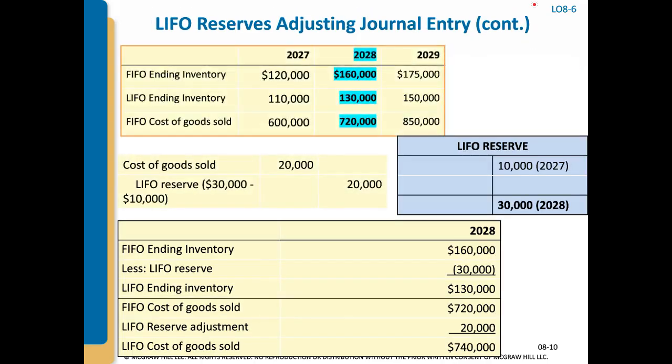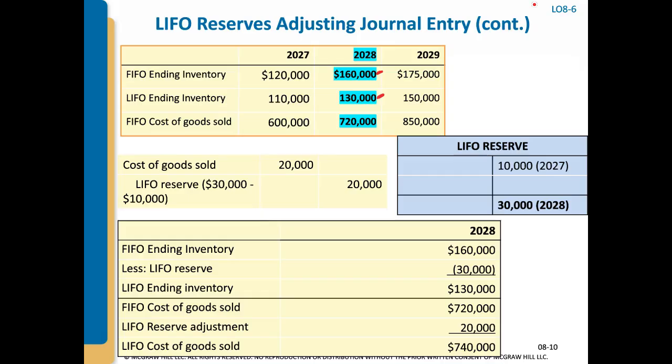Let's move on to 2028, right? In 2028, you're just going to focus on 2028. We're told that the FIFO ending inventory is 160,000 and LIFO is 130,000. So our internal books say 160, our external books need to say 130.